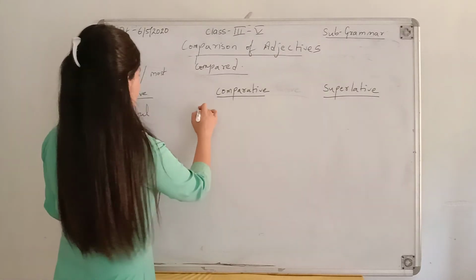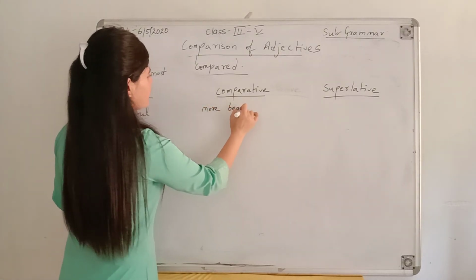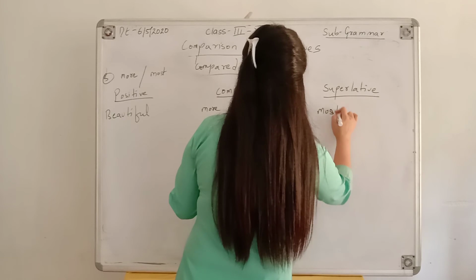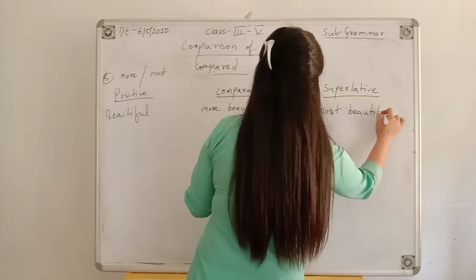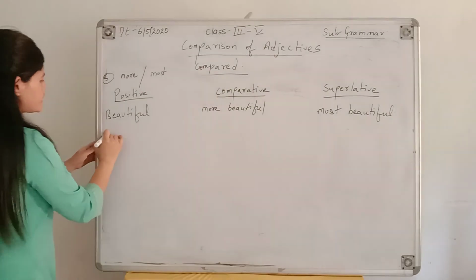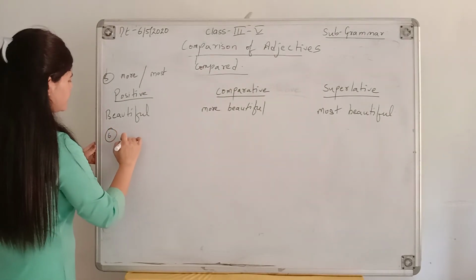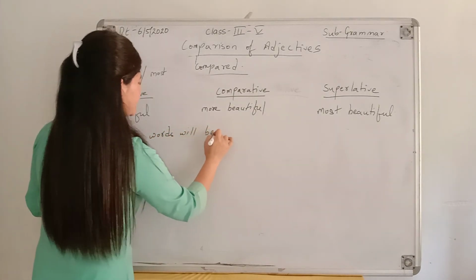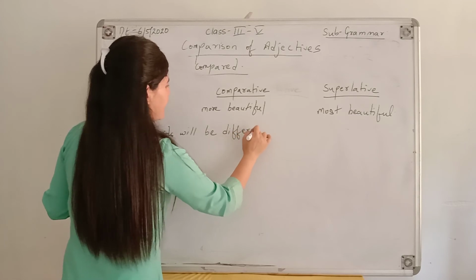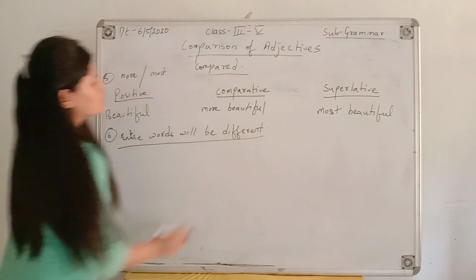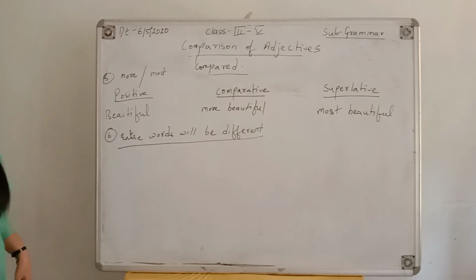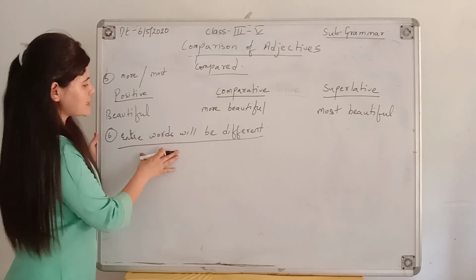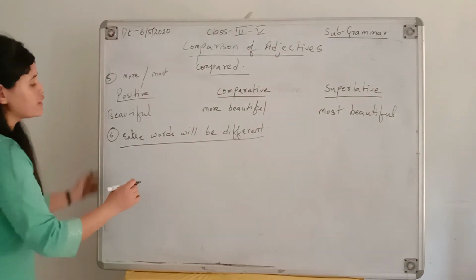For example, beautiful will be more beautiful, and in superlative we will write it as most beautiful. And the last one is where the entire words will be different. In this rule number six, we will not add er or est in the comparative or superlative, but the entire word will be changed.